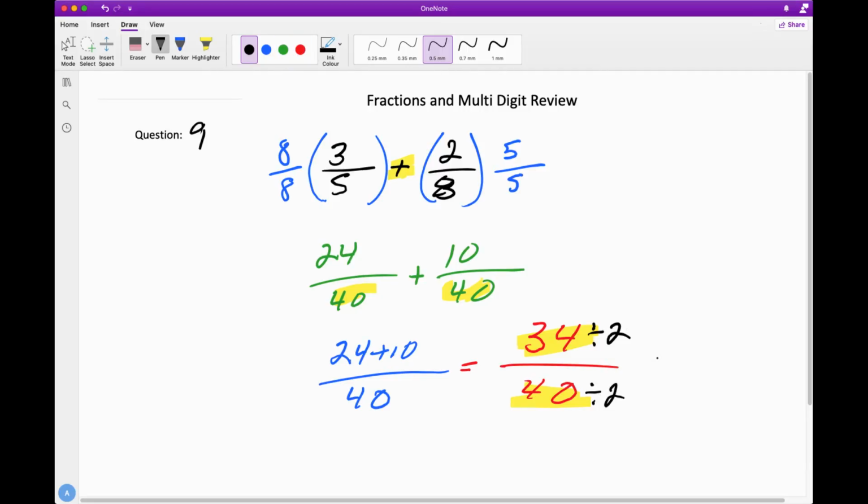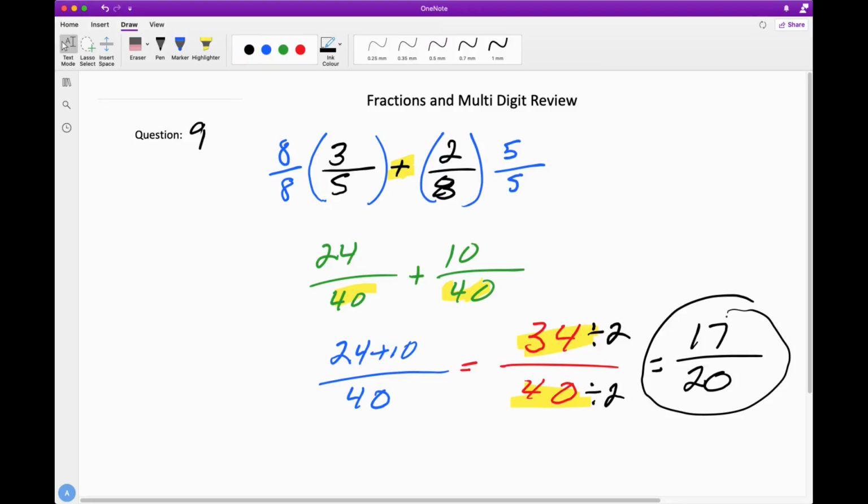And 34 divided by 2 is going to be 17. 40 divided by 2 is 20. And since 17 is prime, I know that I can't reduce this anymore, right? There's no number that can go into both 17 and 20, so this will be my final answer.